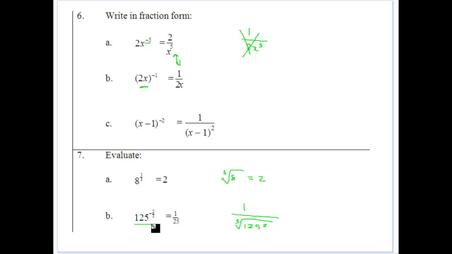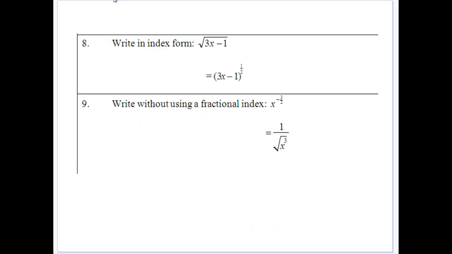But again, you can throw that straight into your calculator. Now your calculators are very good and able to do that nowadays. Writing in index form, the square root of 3x minus 1 means we put it to the power of a half. And without the fractional indices, again, the negative indicates a fraction.